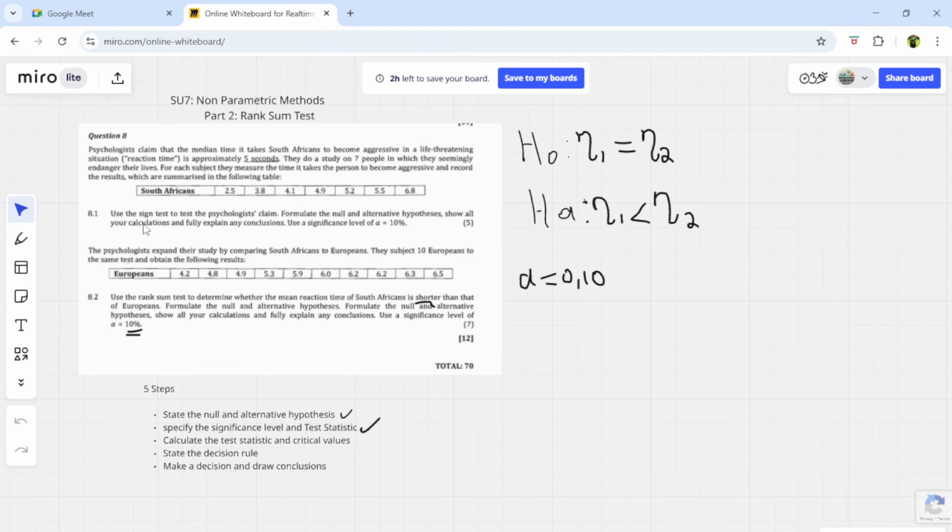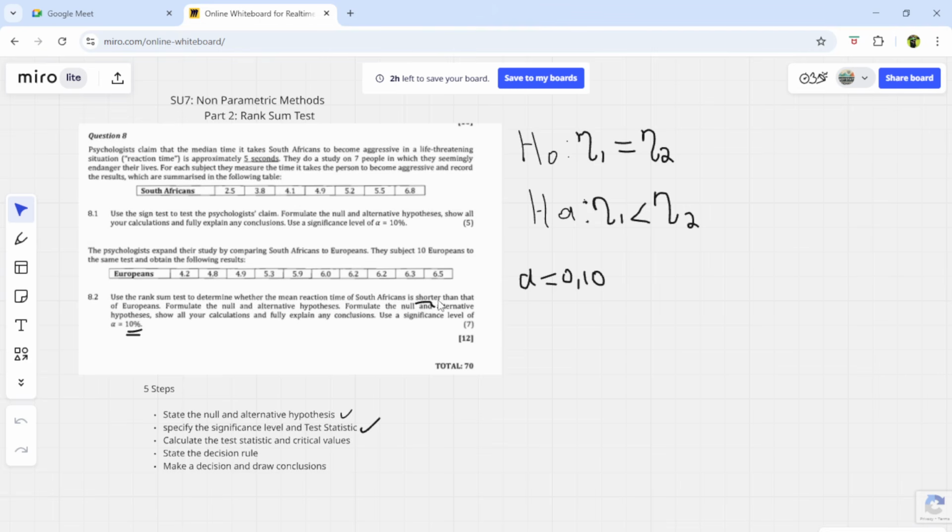So they say the psychologists expand their study by comparing South Africans to Europeans. They subject 10 Europeans to the same test and obtain the following results. So for the Europeans, we have 4.2, 4.8, 4.9, 5.3, 5.9, 6.0, 6.2, 6.2, 6.3, and 6.5. Now they say use the rank sum test to determine whether the mean reaction time of South Africans is shorter than that of the Europeans.